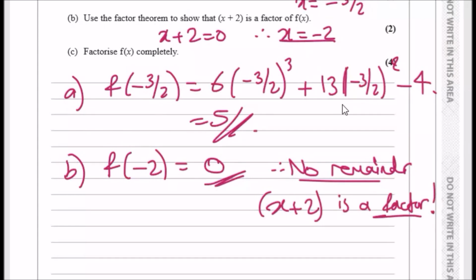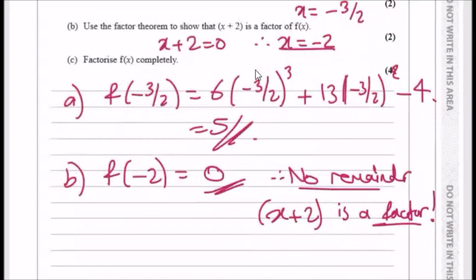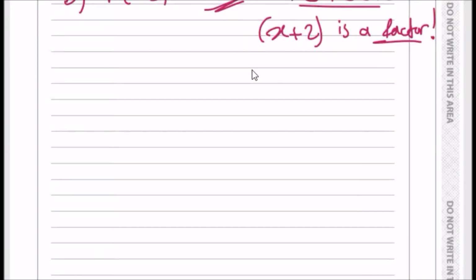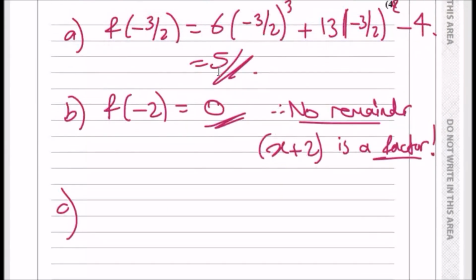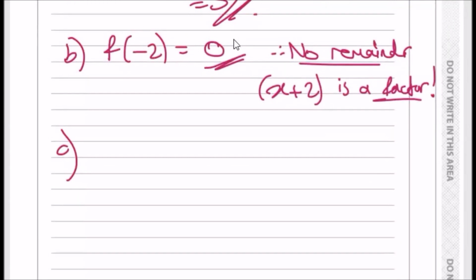Thankfully, these questions usually tell you what to do, so that's cool. Now, C is quite obvious: we need to factorize f(x) completely. You could use long division, totally up to you. I'm going to go ahead and use long division. So let's do this. Let's see, x plus 2 into that. This is just going to take a while, so let's quickly write it down.